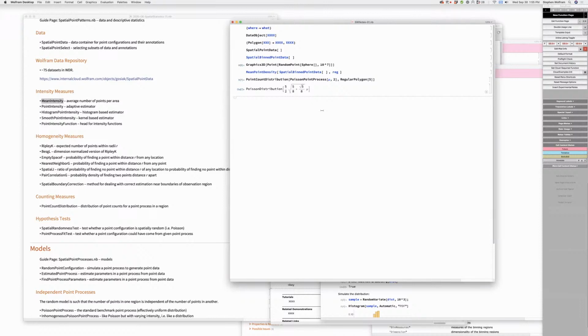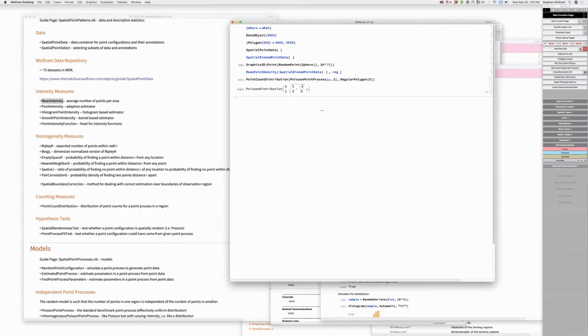Okay, so you're throwing things in there, and the point count distribution is telling you how many counts you will get within that region. Is that correct? Yes. And here's an interesting thing, Stephen.